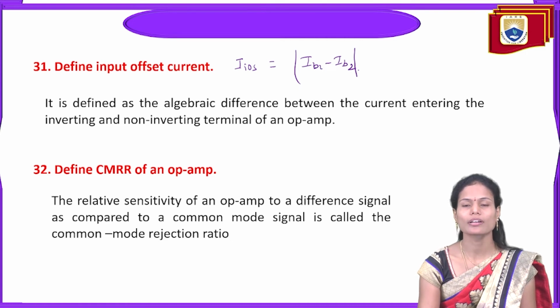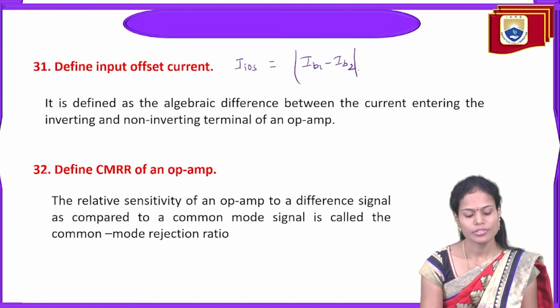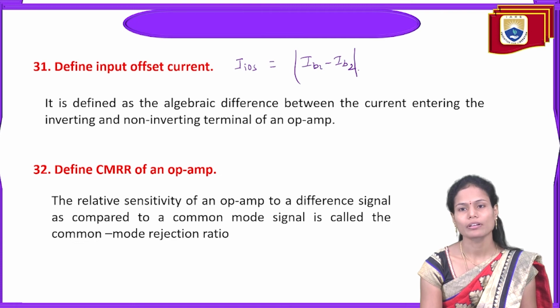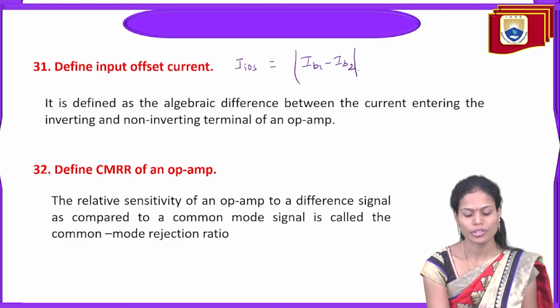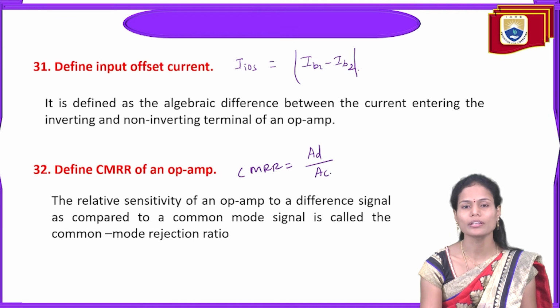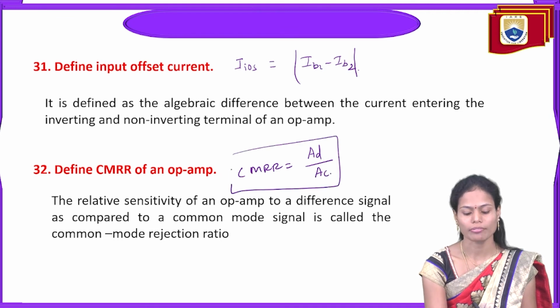And next, define common mode rejection ratio of the op-amp. It is the ability to reject the common mode signal as compared to the differential signal, called the common mode rejection ratio, CMRR. So mostly we indicate it with the ratio of differential gain to common mode gain in the operational amplifier.